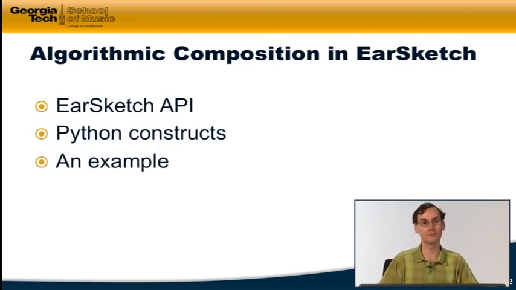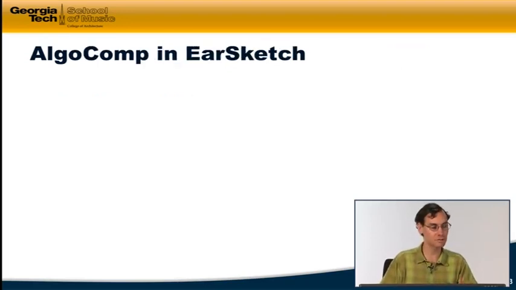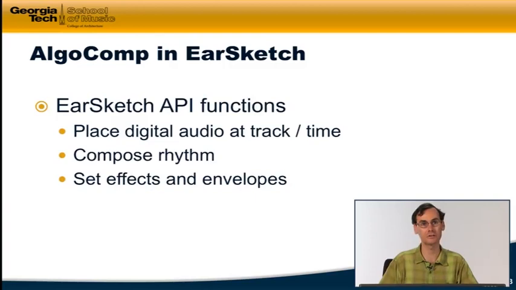So what we'll talk about in this video again is the main functions in the EarSketch API that we use for algorithmic composition, some important Python constructs that will help us to write algorithms in Python for making music, and we'll look at an example of doing this. So first, let's talk about algorithmic composition in EarSketch.